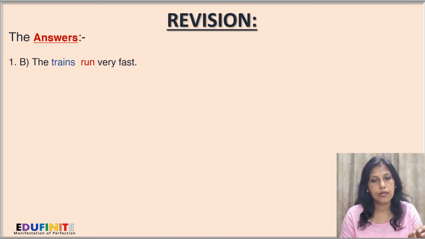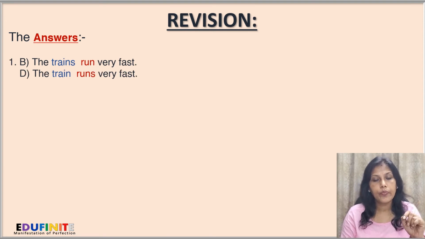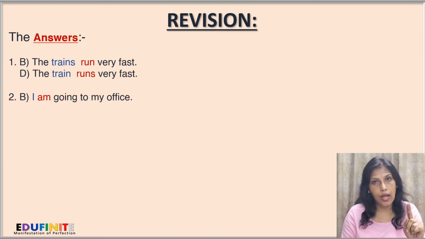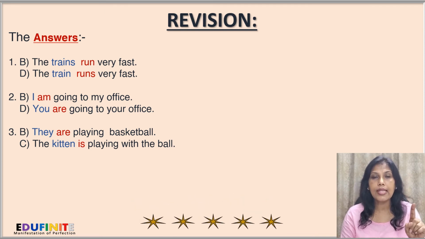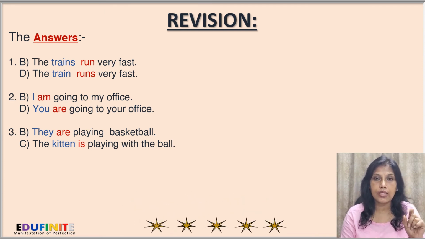The answers. Now for question 1, the trains run very fast. Here the subject trains is plural, third person plural. Hence the verb associated with it is without any s. So it's run. The next one, the train runs very fast. This is correct. Why? Because here the subject train is third person singular. So its verb run will end with an s. So it's runs. The train runs very fast.